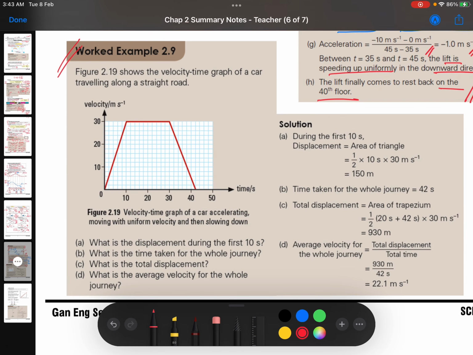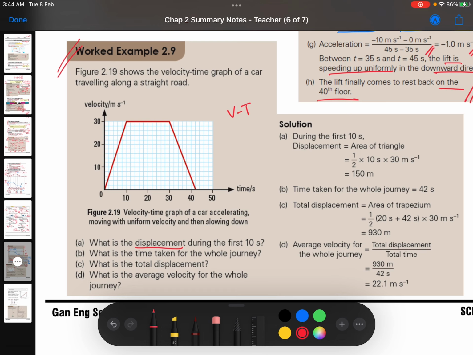I'm just showing simple examples so they can understand, because examples that are too complicated, you need to practice and see the answer how it's done. So here says figure 2.19 shows the velocity time graph of a car traveling on a straight road. So what's the displacement during the first 10 seconds? Now, don't forget, right? This is a VT graph.